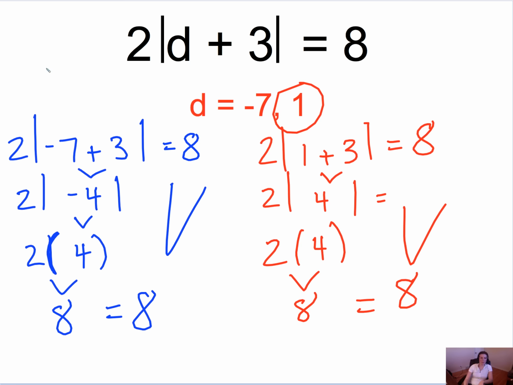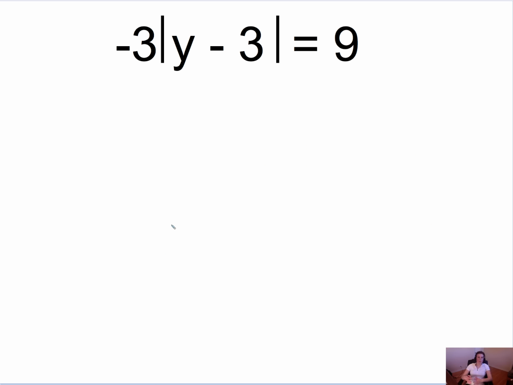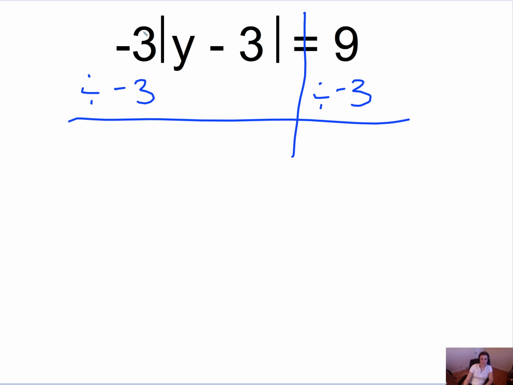Okay, one more example like this. Negative 3 times the absolute value of y minus 3 equals 9. The absolute value is not by itself yet, so we need to get that negative 3 away from it so it's by itself. So separate your two sides and divide by negative 3. These cancel, so we have the absolute value of y minus 3 equals negative 3.